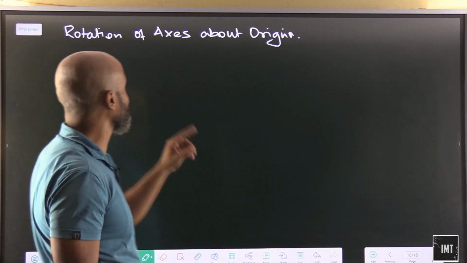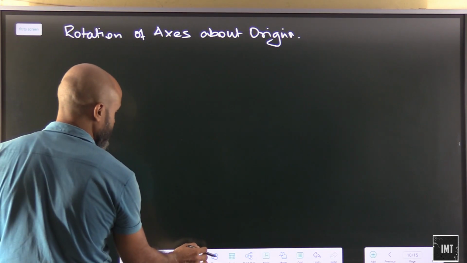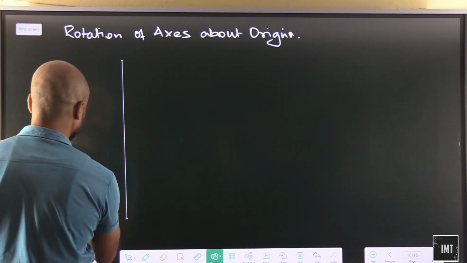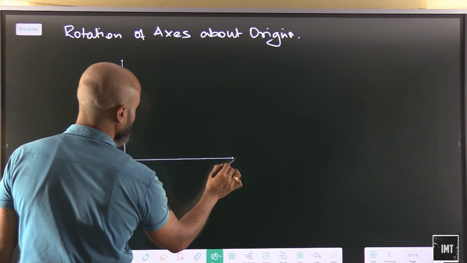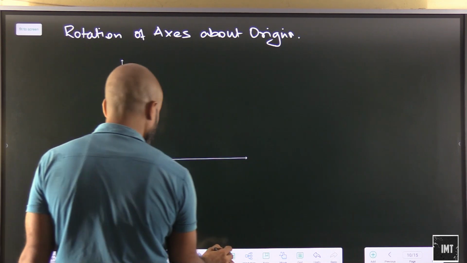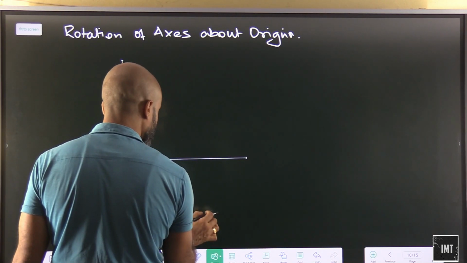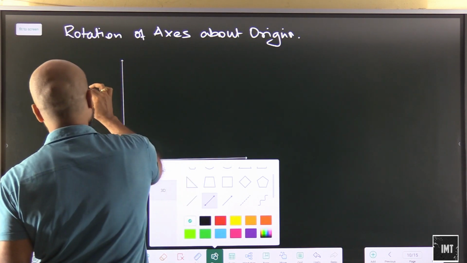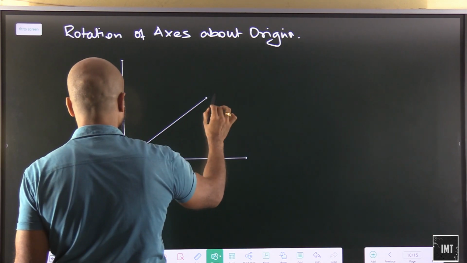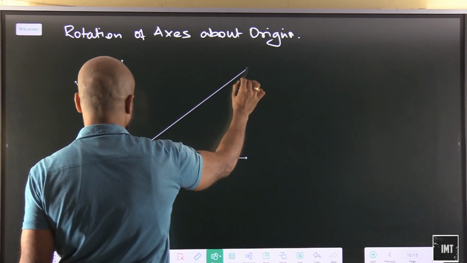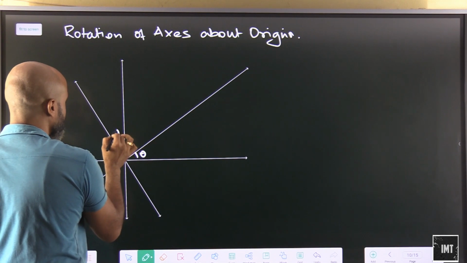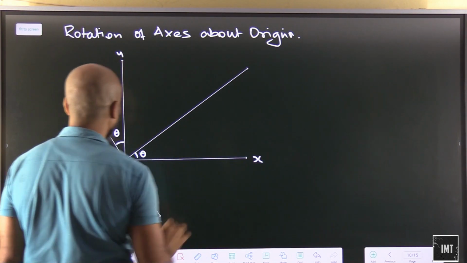Now what we are going to do is basically a rotation of an axis about the origin. So let's see this, how this happens. So first of all, let's draw the x and y axis out here. Okay, let's pick up a point here, and let's say this entire axis is rotated by an angle theta. So here the x axis gets rotated by an angle theta, and simultaneously the y axis also gets rotated by an angle theta.